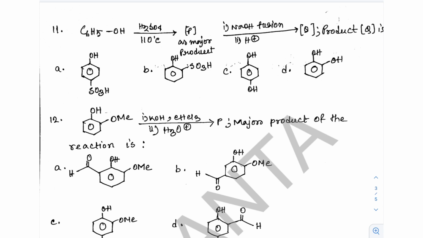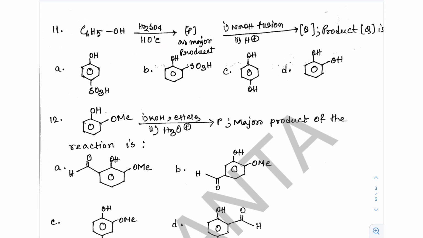Next, we'll move to question 11. Phenol is being treated with sulfuric acid at 110 degrees Celsius. We are getting P as the major product, and then P is being treated with NaOH fusion, and then protonated by H plus. We are getting Q. So when phenol is treated with sulfuric acid at 110 degrees Celsius, the SO3H group will enter at the ortho and para positions with respect to the OH group, because the OH group is ortho-para directing.